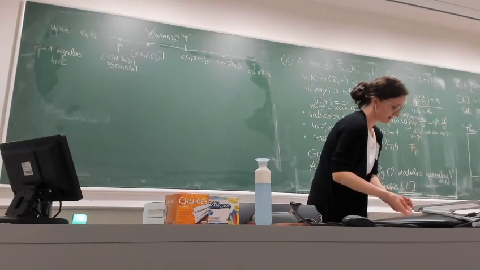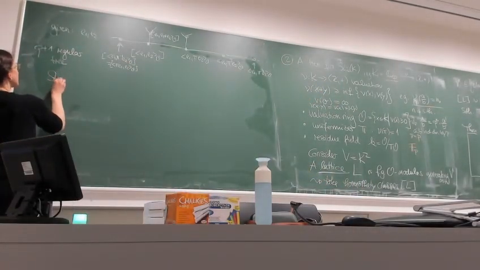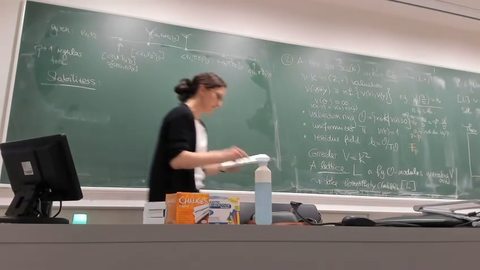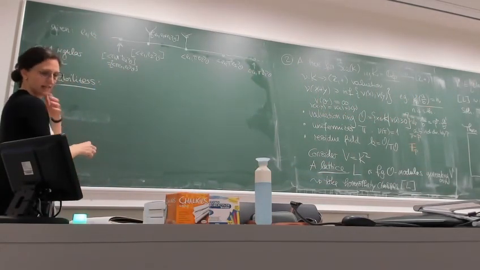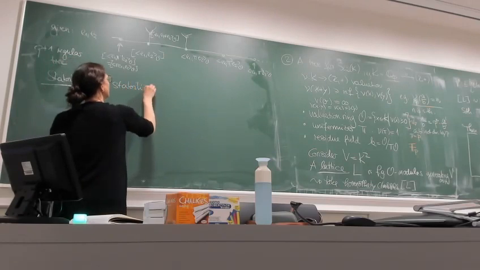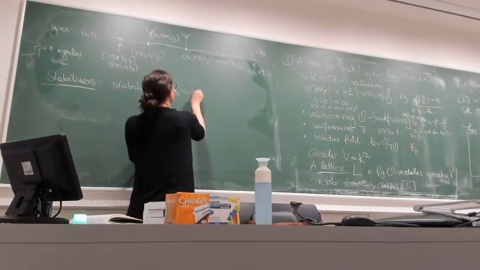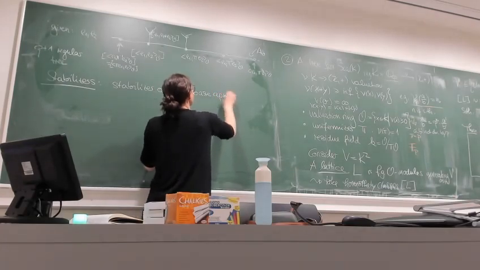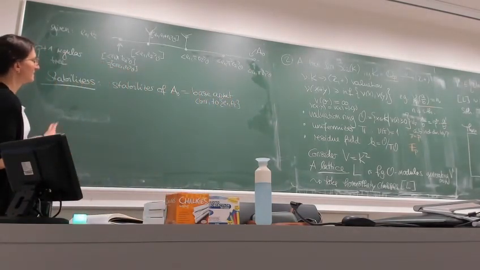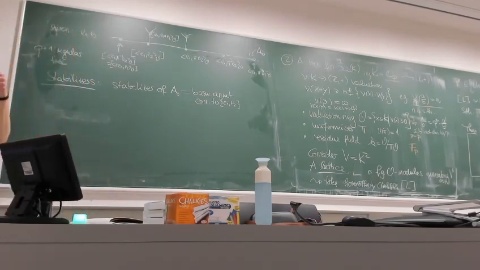What do I want to say? Stabilizers again. We agree that SL2 acts, and then let's just look at the stabilizer of my favorite apartment, which is the apartment corresponding to the basis containing E1 and E2. The stabilizer of this base apartment, again we look at it setwise and pointwise.